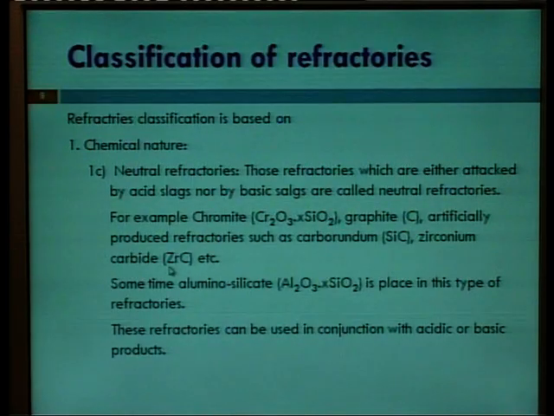Zirconium carbide, ZrC, etc. These are neutral refractories. Sometimes we can place aluminum silicates also in the neutral refractories, though they are basic; sometimes they do appear in the neutral refractories, okay. And these refractories can be used in conjunction with acidic or basic products. You can use them anywhere, because they are neither attacked by acids nor by bases, they are neutral. That is why we can use them in either case, right.